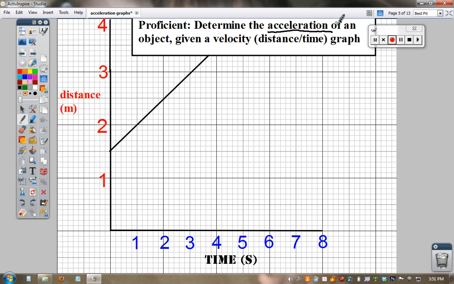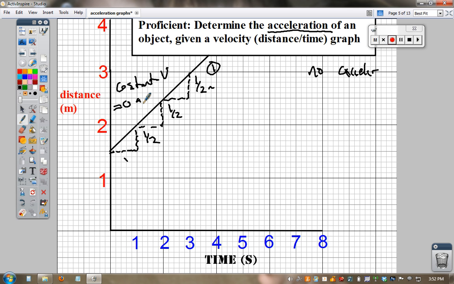Here's the answer, and this confused everyone today. The answer is no acceleration. And call this line 1. No acceleration because look, at a rise over the run, got a half meter in 1 second. Over here, it's a half meter in 1 second. Half meter in 1. This is constant velocity equals 0 acceleration. On a distance over time graph, a straight line means velocity is constant.